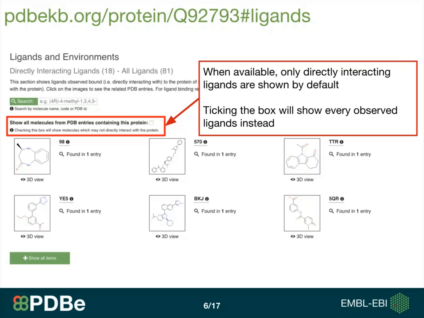By default, we are showing only those ligands which are directly interacting with the protein of interest, but you can tick this box and then you will be able to see all of them. So by default, we only show these 18 directly interacting ligands. Clicking this, we show you all the 81 ligands.